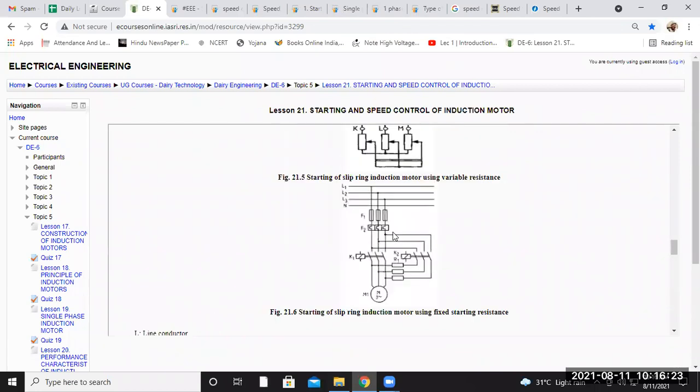So if you want to take a screenshot of this method, you can take it.